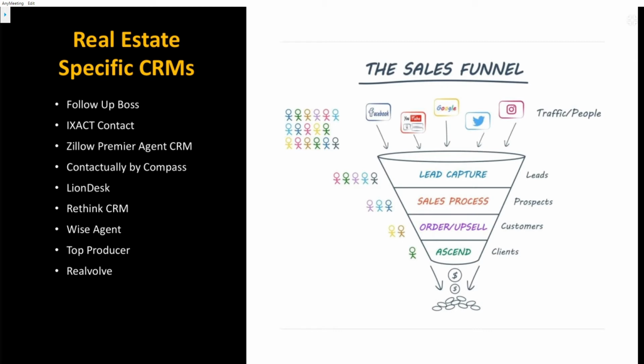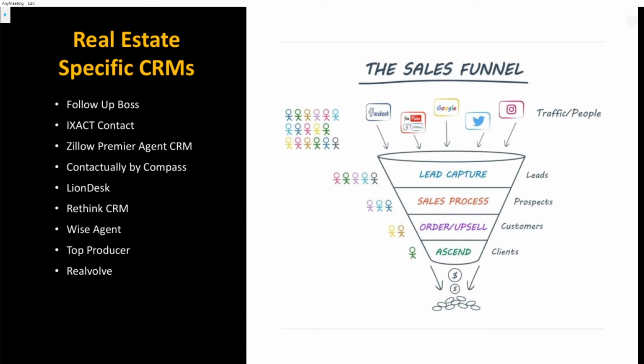Lion Desk is another good one. That's a real estate one. Rethink CRM is another one. Wise Agent, Top Producer, RealVolve is another one. These are some of the most popular ones. If you just type in real estate contact relationship management systems, there are thousands and thousands of different ones that you can look at.